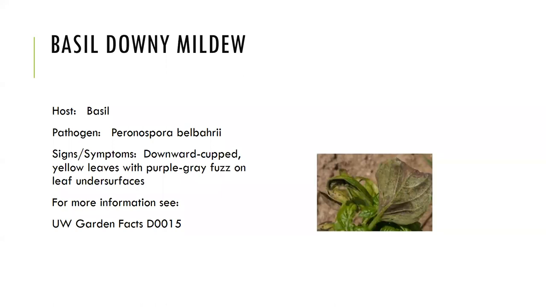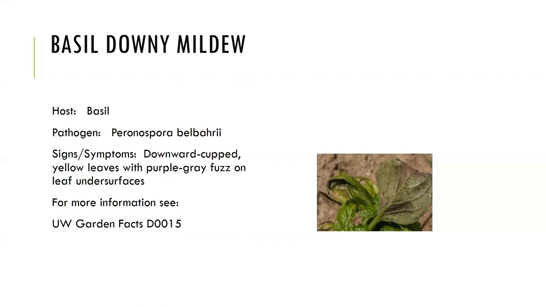Symptoms typically develop first on lower leaves, and they actually first show up as leaf yellowing, which a lot of people think is due to a nutrient deficiency. So they fertilize it, but when that doesn't work, they'll eventually turn brown. They will curl up, kind of look wilty, and then the undersides of the leaves will show up a grayish purple fuzzy material, as you can see in the photo.